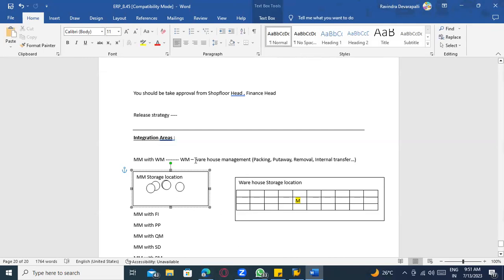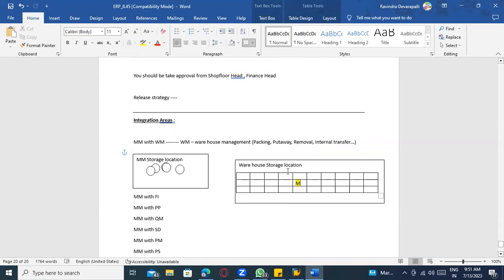So when there is warehouse management, you know exactly where you are placing the stock, and exactly where you can remove the stock from. That is very easy, and you can easily withdraw the stock. That means you can do put away, placing the stock, and removal, removing the stock from that bin. Clear? So warehouse management is a separate module.